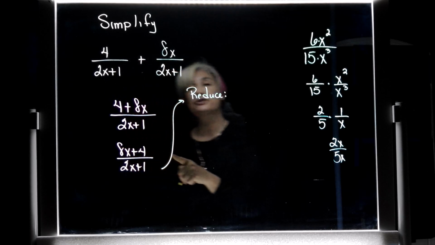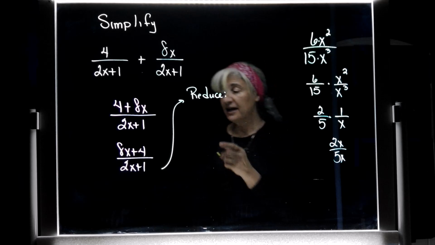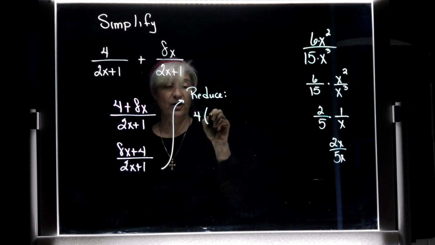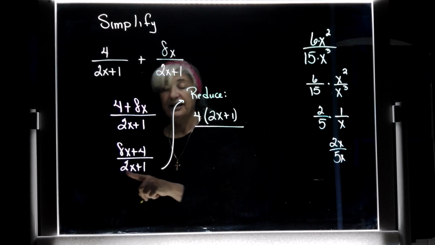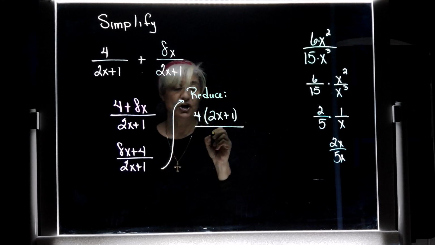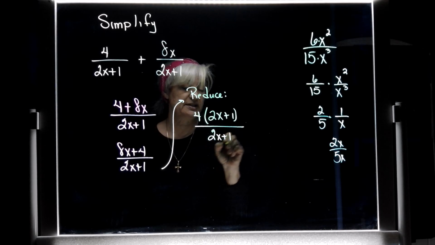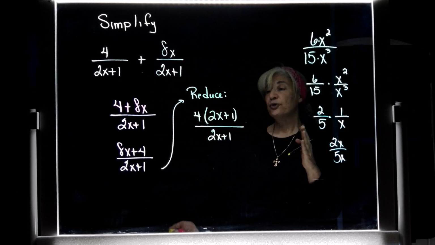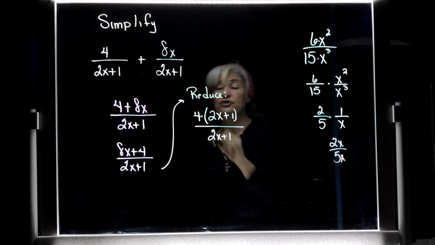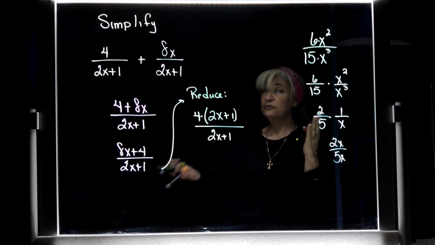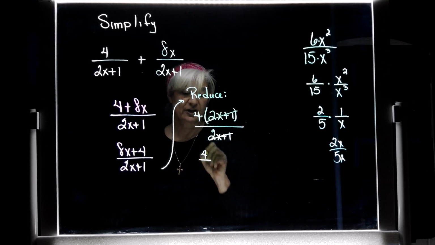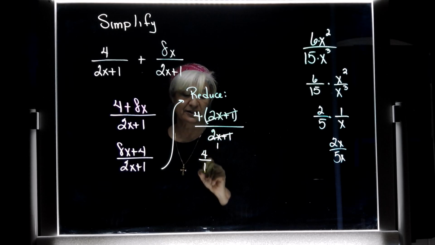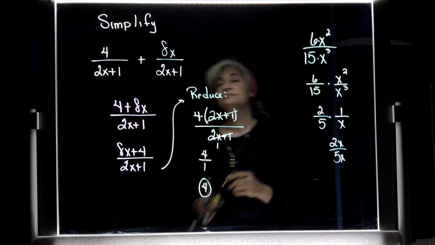Am I able to factor something out of the numerator? Yeah, a 4. There's something in common. So I'm factoring out a 4. Can I factor something out of the denominator? No, so the denominator remains the same. And gratefully now I have multiplication in the numerator, don't I? So, you guessed it, the 2x plus 1's cancel, so you're left with 4 over 1 technically, or just 4.